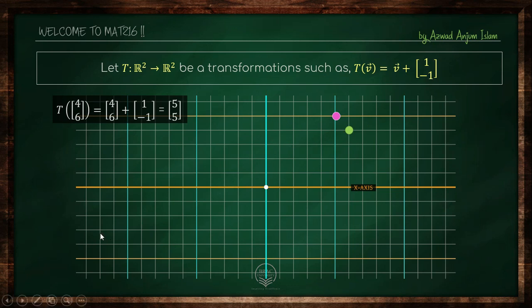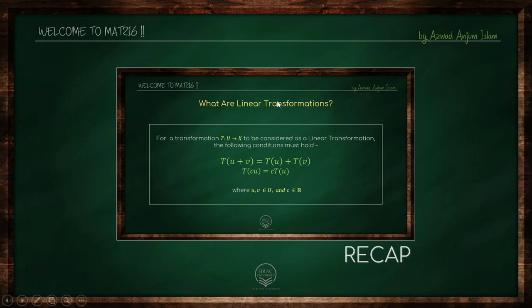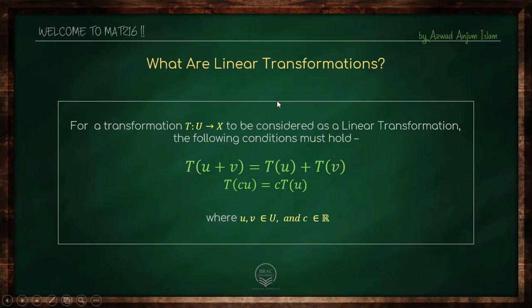I hope that was pretty clear. If it wasn't, I guess you can watch the video again, right? Okay, so before finishing, let's just do a quick recap. Alright, so a transformation is like a function. It maps the element of one set, which is known as the domain, to some member of another set, which is known as the codomain, exactly like a function.